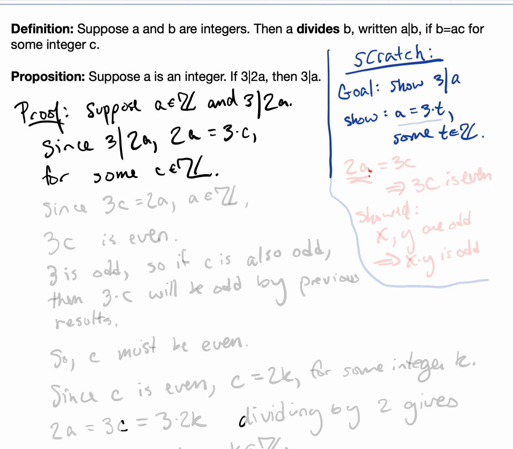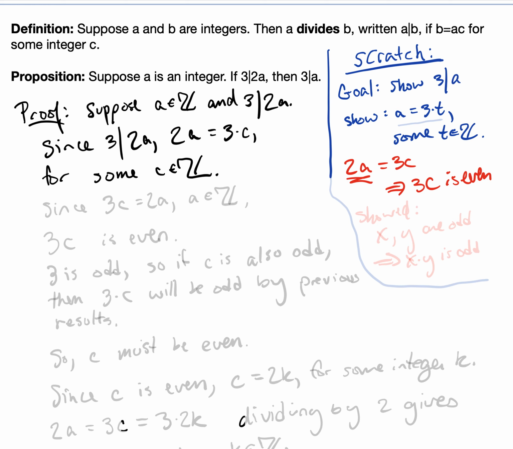So at this moment, I'd say the next step is not totally obvious. So we know that 2a is equal to 3c. Is there anything that we know at this point? Well, we know the definition of an even number. We know a number is even if it's equal to 2 times an integer. So 3c is equal to 2a. That implies that 3c is even because a was an integer. And now we could use the hint that I gave.